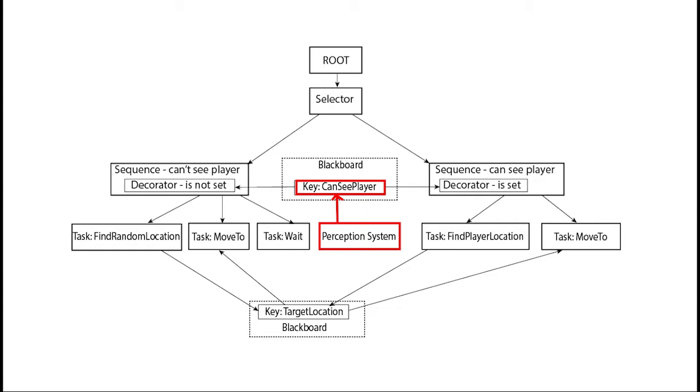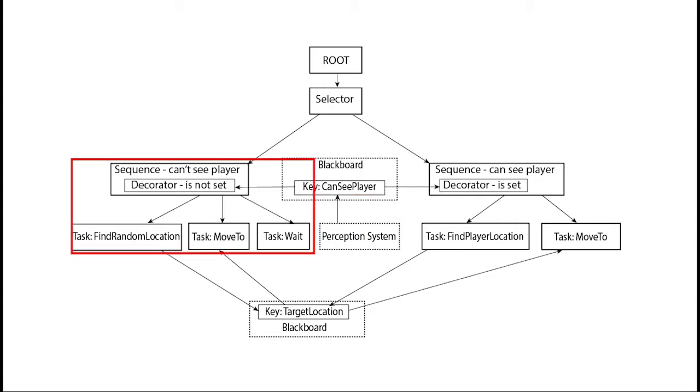This is going to be a sight perception system. So when you are in visible range of the NPC, can see player will be set to true, but when you are outside the NPC's range of perception, it will be set to false. The existing subtree on the can't see player sequence reads and writes the target location blackboard vector key as before, and so we're going to do something similar in the new subtree on the can see player sequence as well.